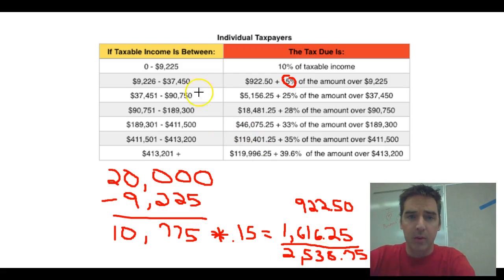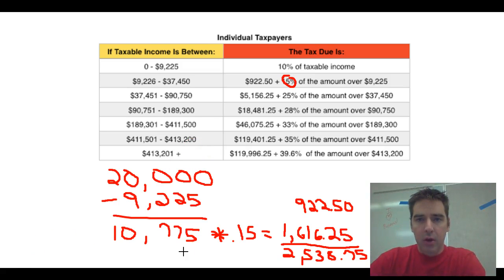It's a progressive system. So it's not like all of a sudden I make $100,000 and I jump from a 25% tax bracket to 28%. It doesn't work like that. Basically, each chunk of income is going to get taxed at a higher percentage the higher you go there.